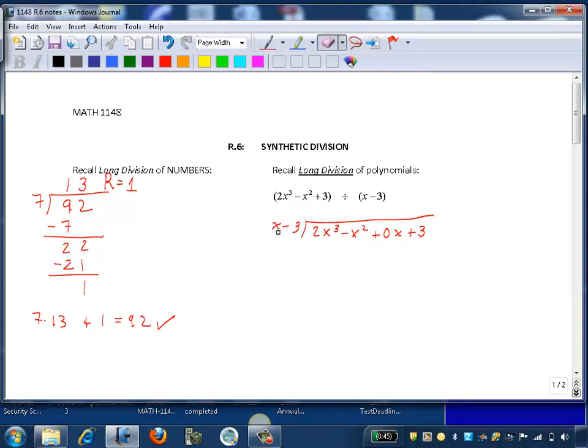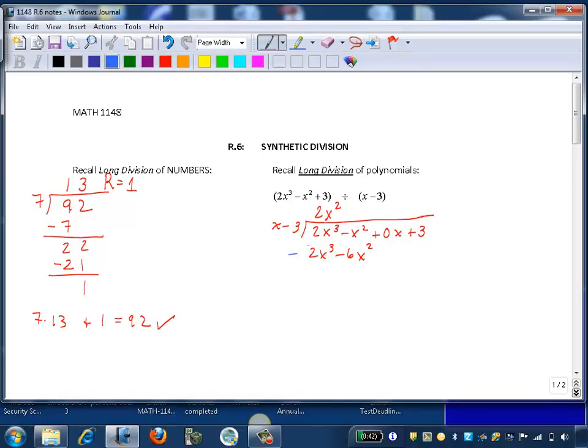So now we take the leftmost term of our divisor and divide it into the leftmost term of our dividend. So 2x cubed divided by x gives us 2x squared, so we write that above. Then we multiply down 2x squared times x, so 2x cubed, and then 2x squared times negative 3, which will give us negative 6x squared.